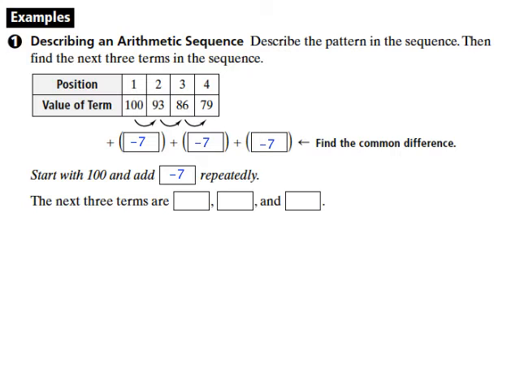To find the next 3 terms, they are 72, 65, and 58. Pause the video if you need more time to copy down any part of this example. Don't forget to jot down any questions you might have.